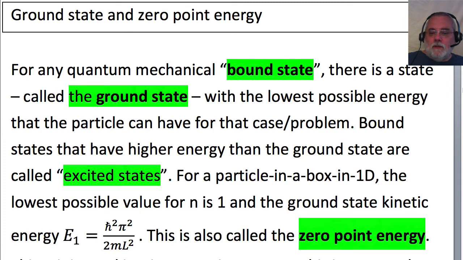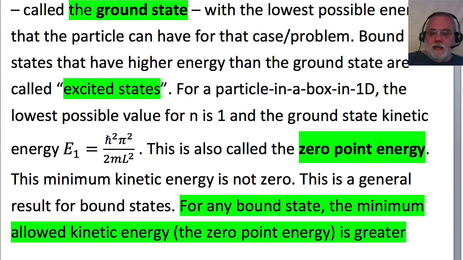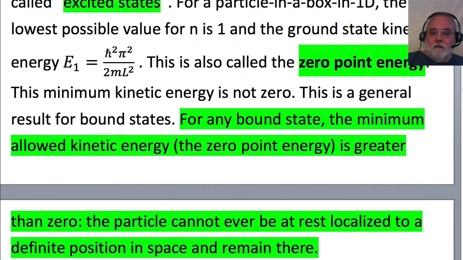For a particle in a box in one dimension, the lowest possible value for n is 1, and the ground state kinetic energy, E sub 1, is h bar squared pi squared over 2mL squared. This is also called the zero-point energy. This minimum kinetic energy is not zero. This is a general result for bound states. For any bound state, the minimum allowed kinetic energy, the zero-point energy, is greater than 0. The particle cannot ever be at rest, localized to a definite position in space, and remain there.